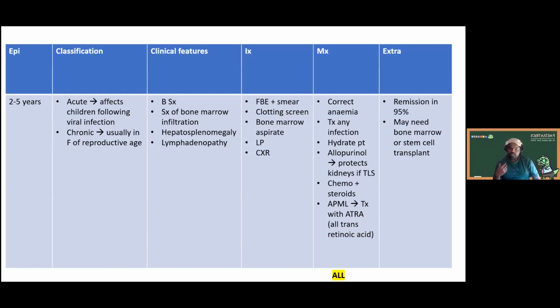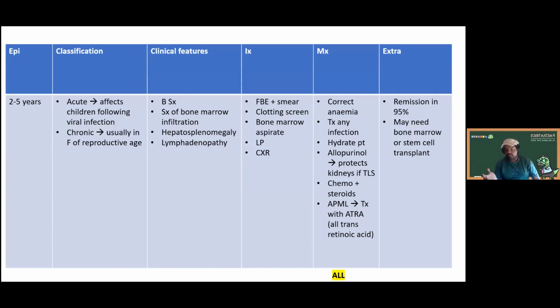So in terms of management, again, it's a little bit complicated. You probably wouldn't need to know this for exam-specific questions, but I've just put it in there just in case. So the first thing that you'd want to do is to correct any anemia that might result. And that's because you really want to ensure that there's proper oxygen delivery to the tissues and that children are largely asymptomatic. Another thing that you want to do is to treat any infection.